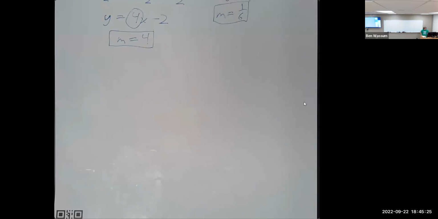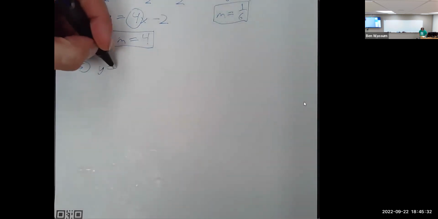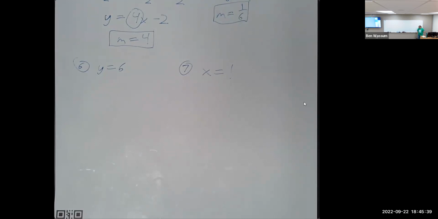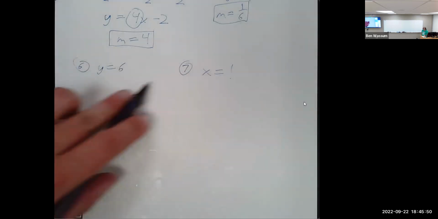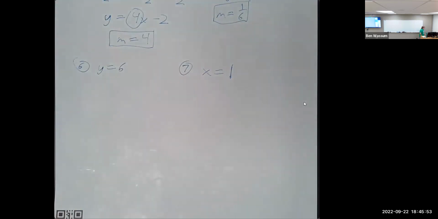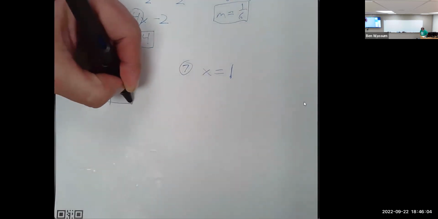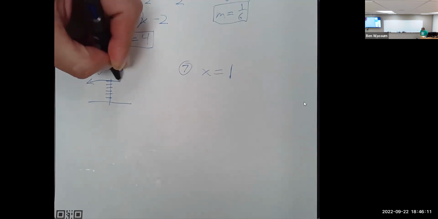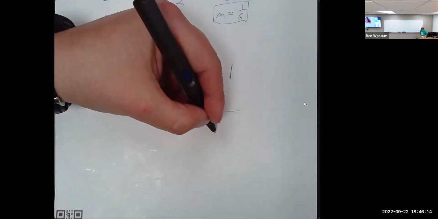We have two more. We have y equals 6 and x equals 1. So we have to identify the slopes in these guys. Well, we don't have one, right? We don't have one. Neither one of these you can get into the formula y equals mx plus b. So we're going to have to think about it. So what I'm going to do real quick is sketch a quick graph of y equals 6. And at the same time, I'm just going to go ahead and sketch a graph of x equals 1.